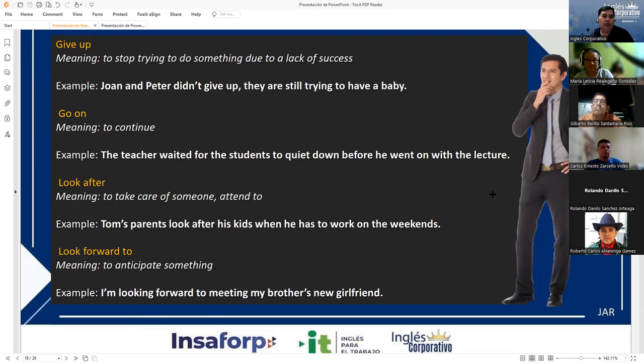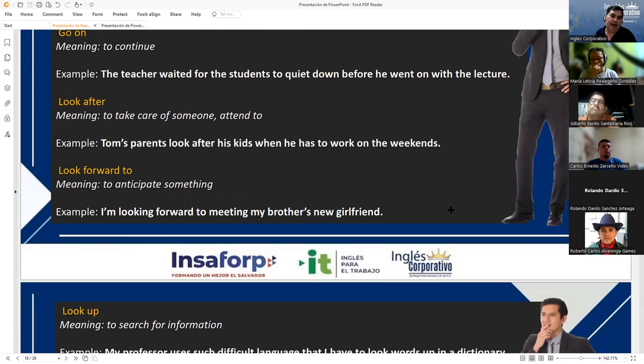Go on, to continue. The teacher waited for the students to quiet down before he went on with the lecture. Look after, meaning to take care of someone or attend to. Tom's parents look after his kids when he has to work on the weekends.